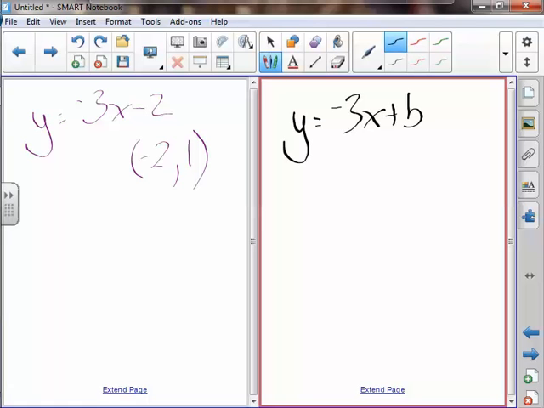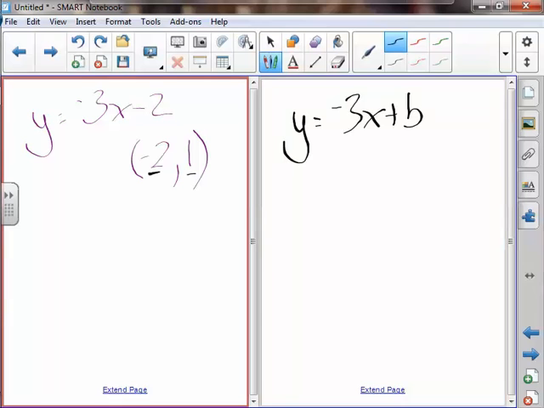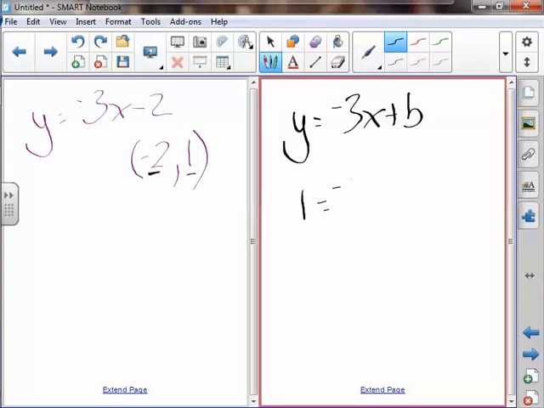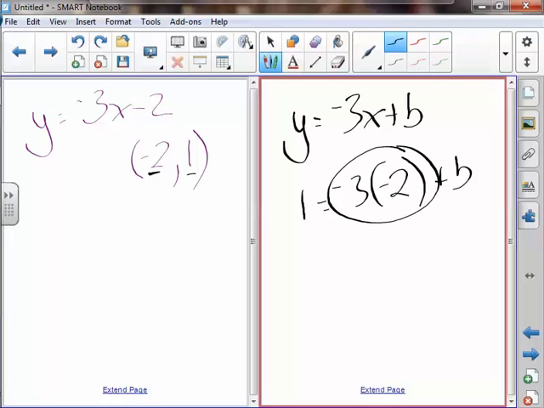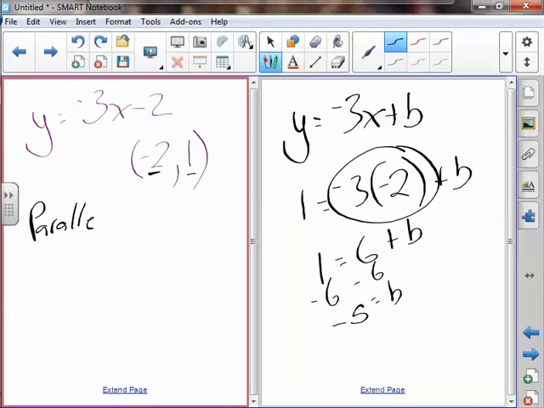So what am I going to plug in? The point, so 1 equals negative 3 times negative 2 plus b, which gives me 6. So 1 is equal to 6 plus b. Subtract 6. So negative 5 is equal to b. So my final equation here is y equals negative 3x minus 5. So the parallel one is y is equal to negative 3x minus 5.